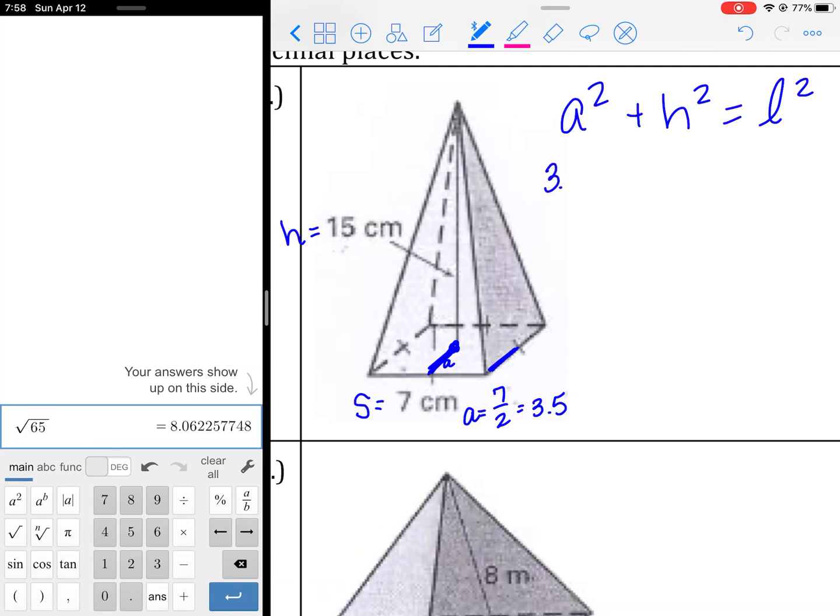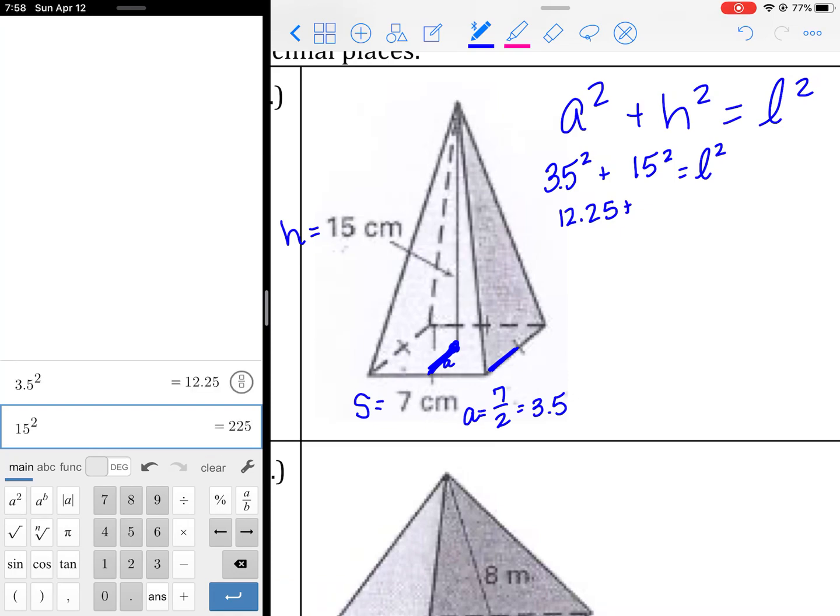All right, so I have 3.5 squared plus the height, which was 15 squared, is going to be the slant height squared. So as I go through, I do 3.5 squared, which is 12.25. And then 15 squared is 225. And that's going to equal the lateral height squared. All right, so I need to add those together now. 12.25 plus 225 is 237.25. And that's going to be equal to the slant height squared.